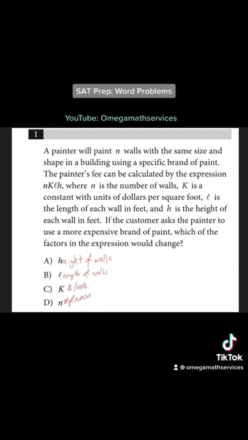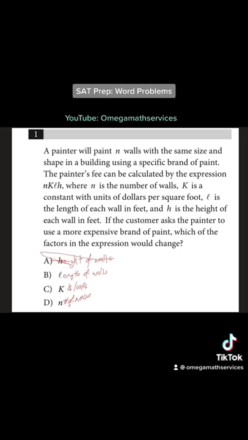Okay, now let's look at this logically. We are asked, if the customer asked the painter to use a more expensive brand of paint, what would change? So we're going to use more expensive paint. If I use more expensive paint, would that change the height of a wall? No, right? Once a wall is fixed, its size isn't going to change no matter what you do unless you break it down. So us using more expensive paint will not affect the height of the walls.